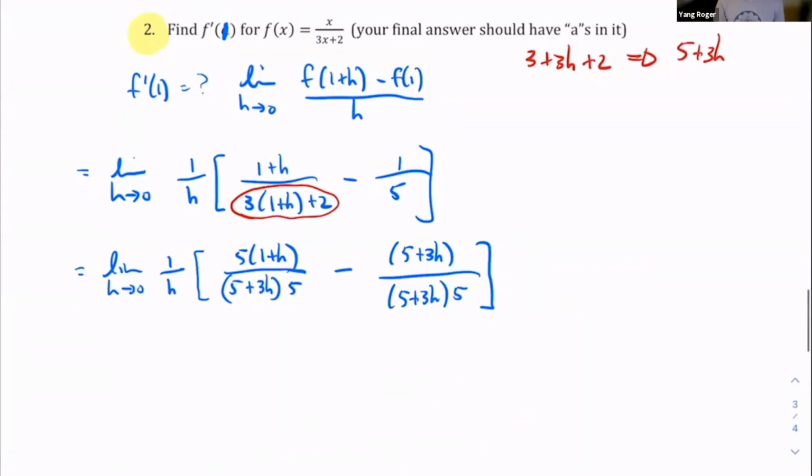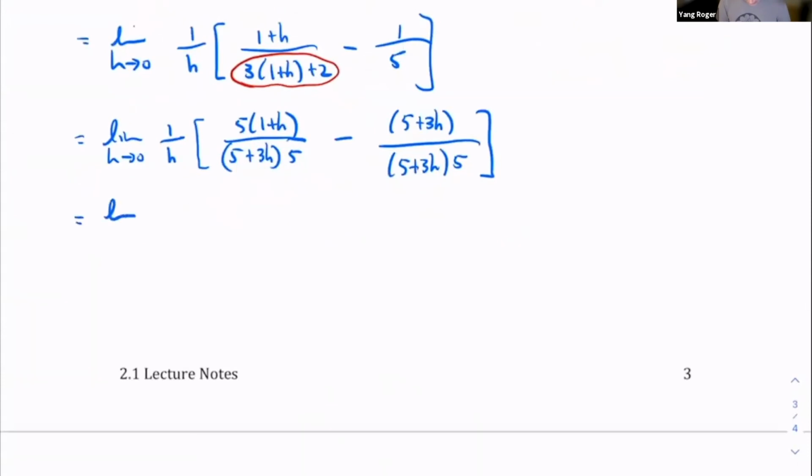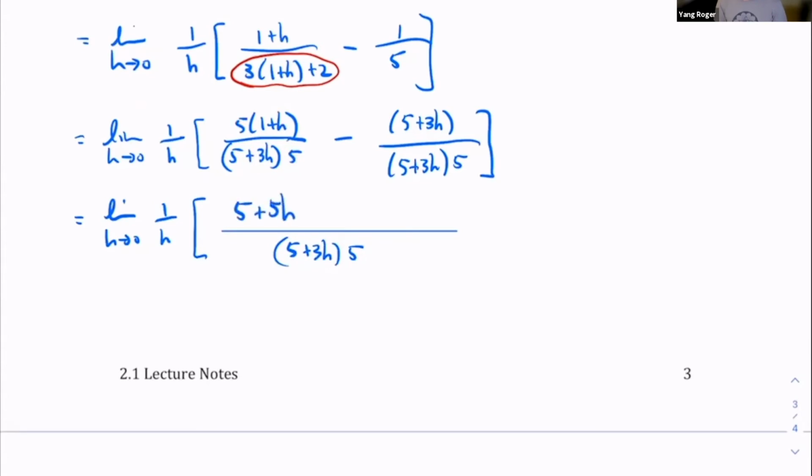All right, great. So let's continue with our algebra. So this is going to be the limit as h goes to 0, 1 over h. I'm going to put that giant line there. I have a common denominator of 5 plus 3h times 5, like this. And I'm going to distribute. So in the numerator, this is going to be 5 plus 5h. In the denominator, this is going to be minus 5 minus 3h. Any questions about that so far?